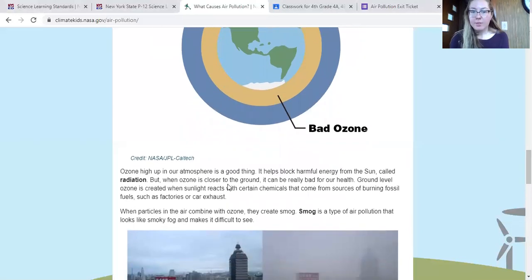Ozone high up in our atmosphere is a good thing. It helps block harmful energy from the sun called radiation. But when ozone is closer to the ground, it can be really bad for our health. Ground level ozone is created when sunlight reacts with certain chemicals that come from sources of burning fossil fuels, such as factories or car exhaust. When particles in the air combine with ozone, they create smog. Smog is a type of air pollution that looks like smoky fog and makes it difficult to see.